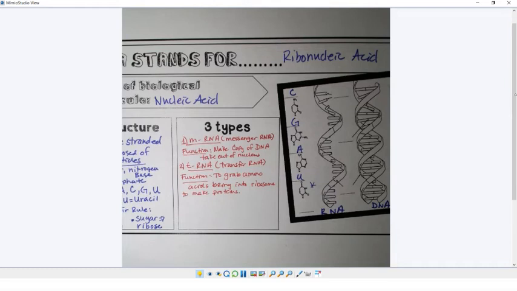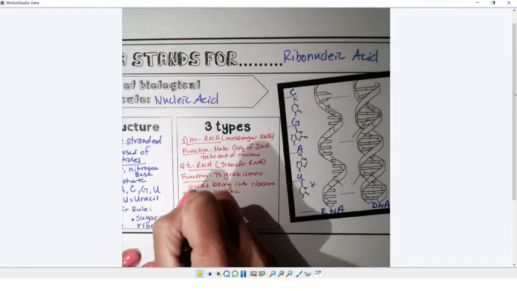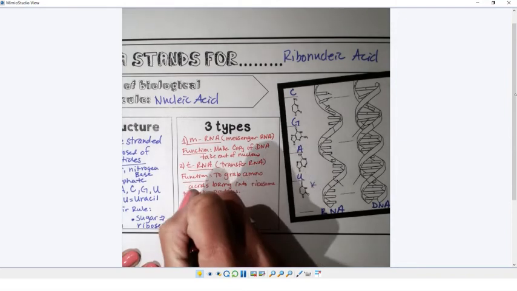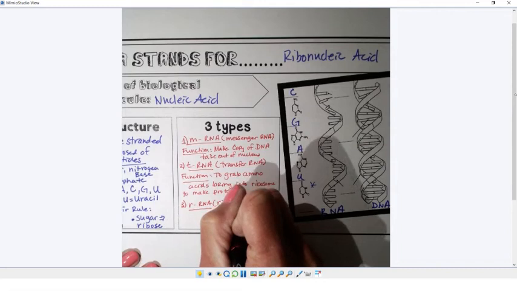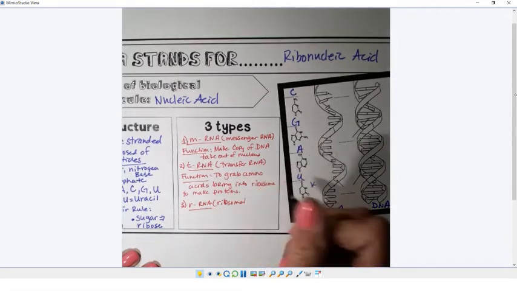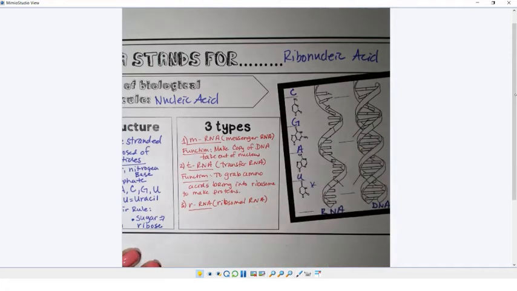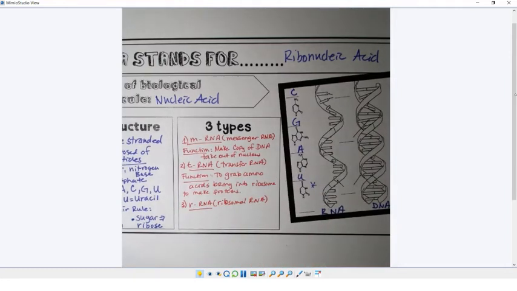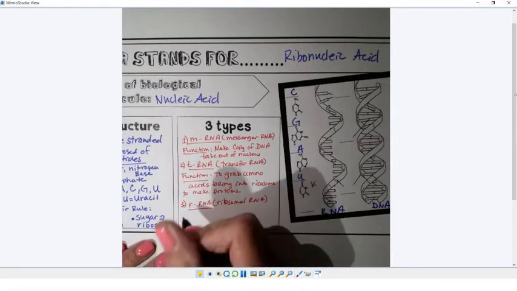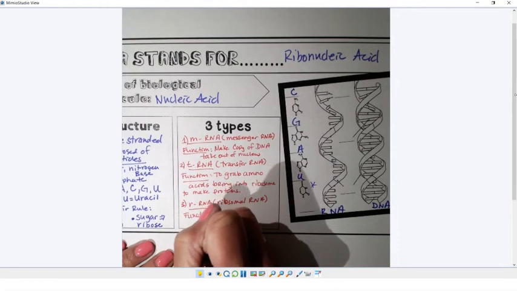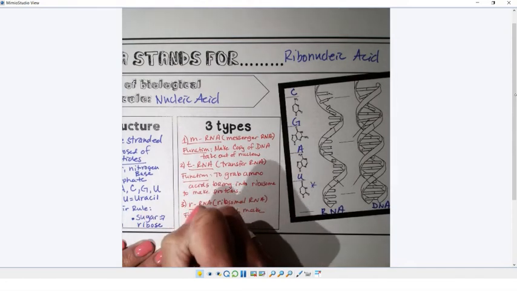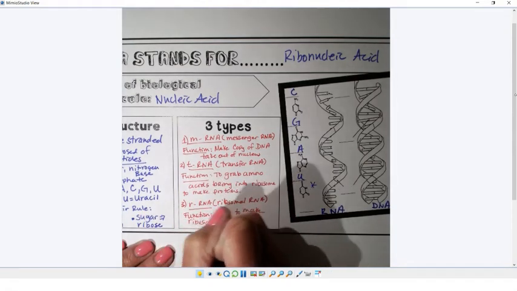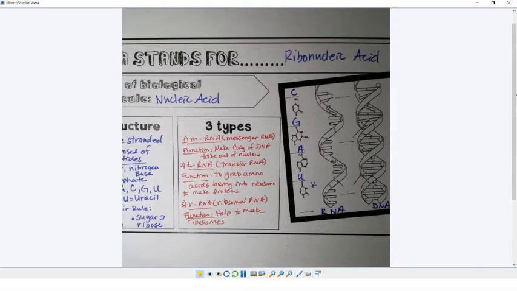Okay, and then our very last RNA is called rRNA, and that is ribosomal. And ribosomal RNA, its main function is to help with the structure and help in making ribosomes. Okay, so function, help to make ribosomes. Ribosomes are important because that's where proteins are actually made.